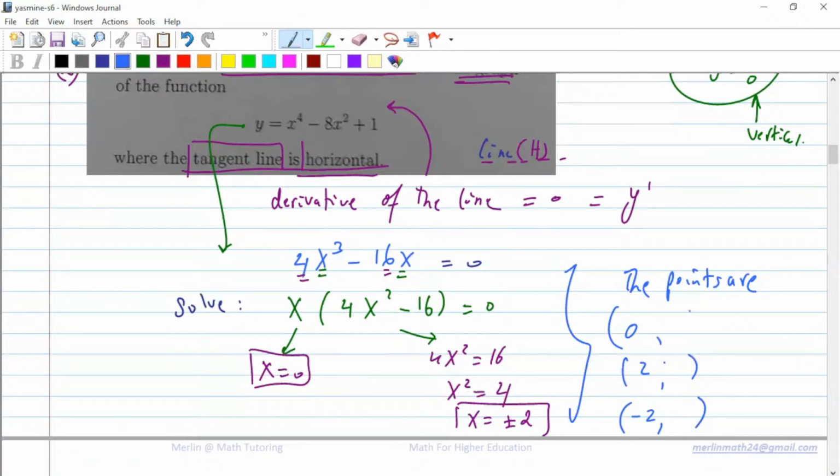How much on the calculator? If you put a 0, you get 1. You get it by replacing in the given equation. So find f of 0. This is f of 2. This is f of minus 2. So if you plug in 2, use the calculator, how much is it? Minus 15. And if you put minus 2, again you get minus 15, right? Okay, that's it. So these are the points required.